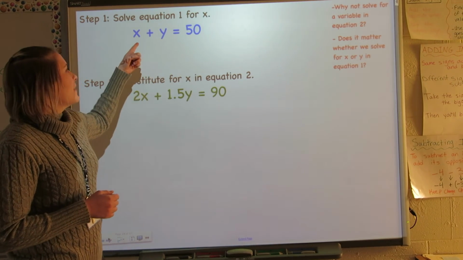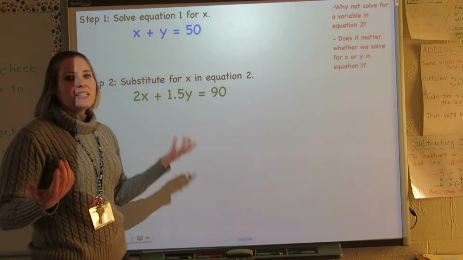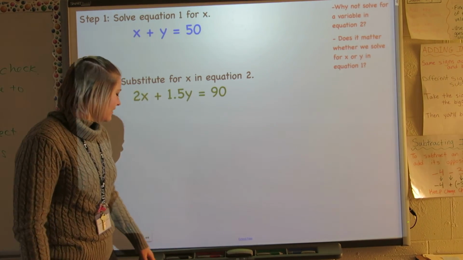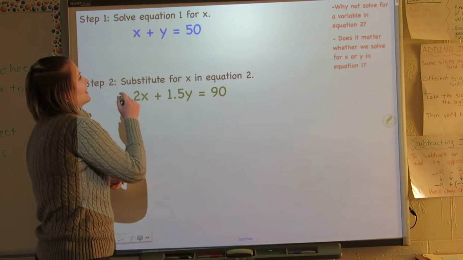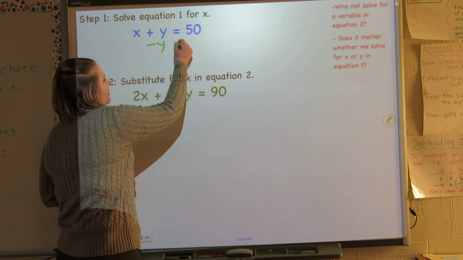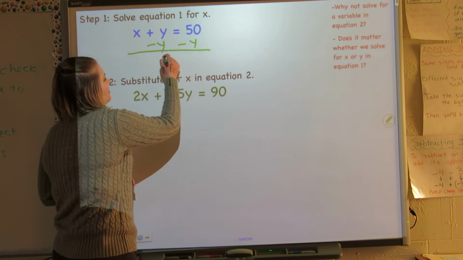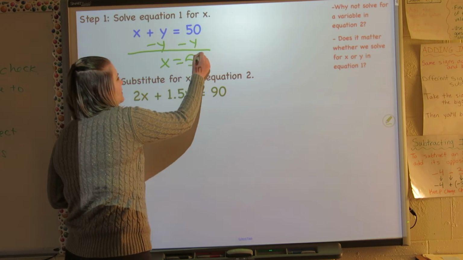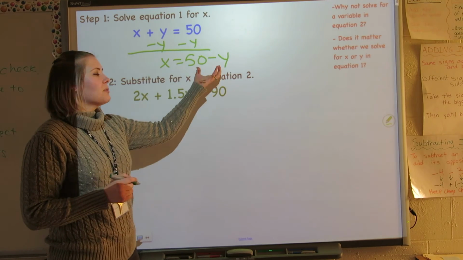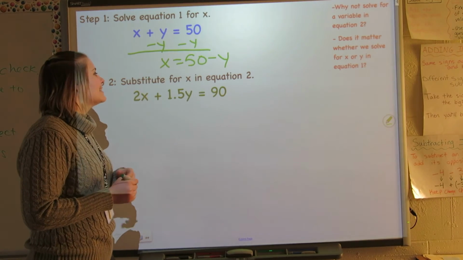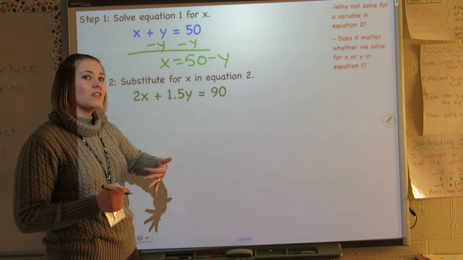Also, does it matter whether I solve for x or y? It doesn't. I just happen to decide that I want to solve for x. So in order to get x by itself, I will subtract y from both sides. So I have x equals 50 minus y. Now that I have an expression that's equivalent to x, I can substitute it into my second equation.